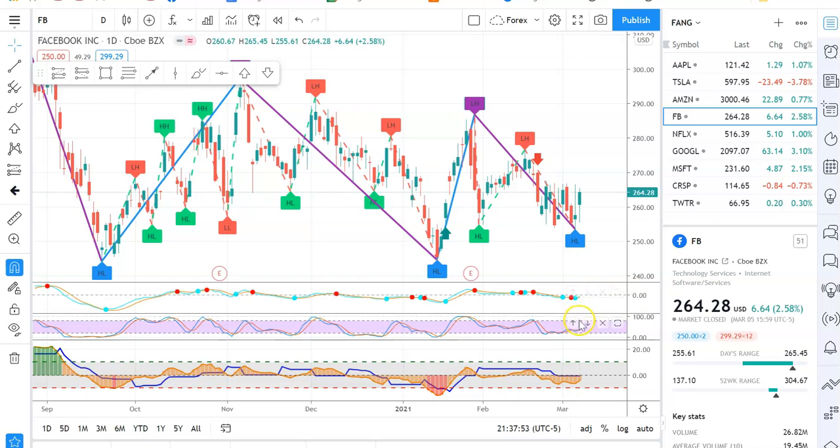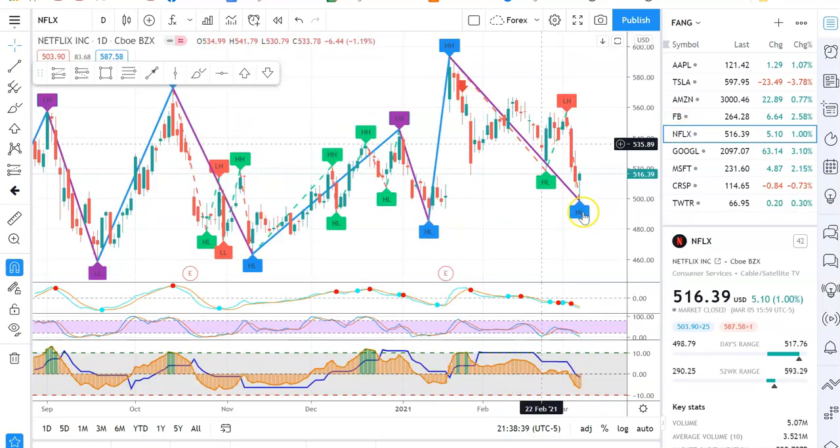RSI looks like it's coming up. MACD says go long. This might be a valid long tomorrow. I temporarily put the arrow in. I'm going to see what things look like tomorrow morning. Let me write that down for myself, for my trading list.